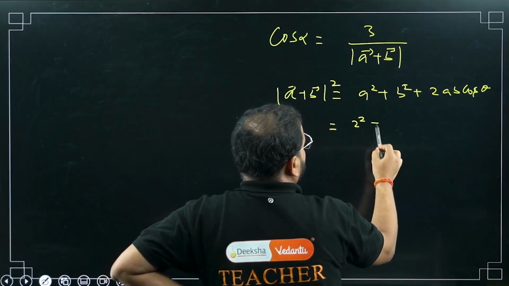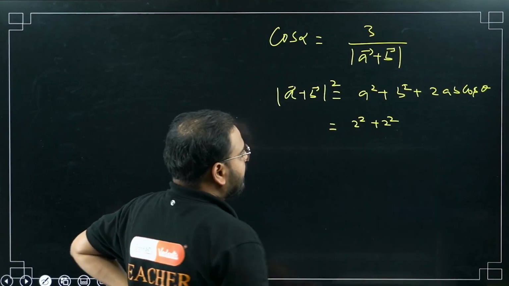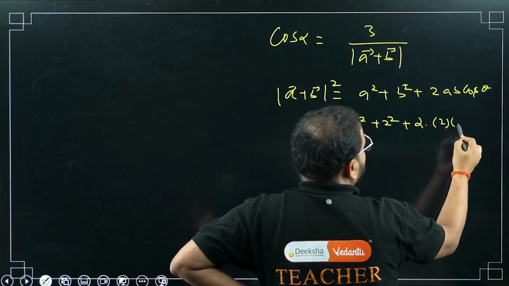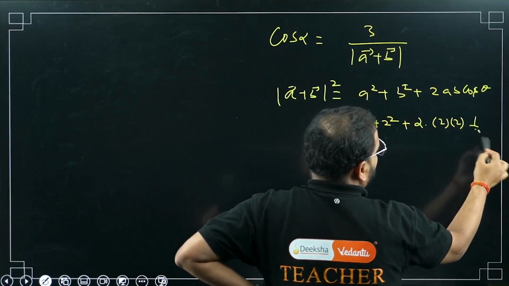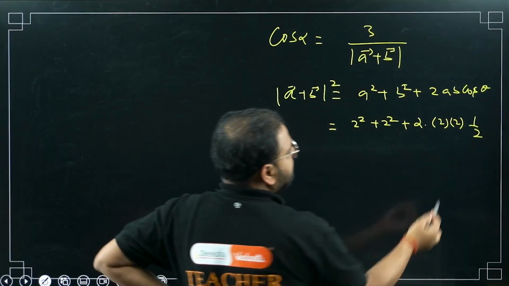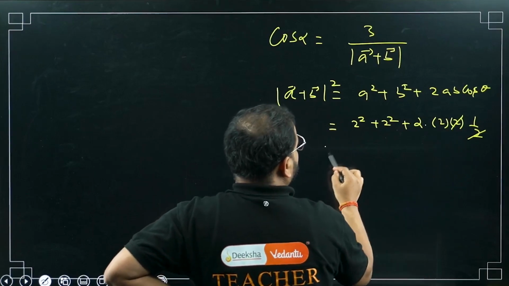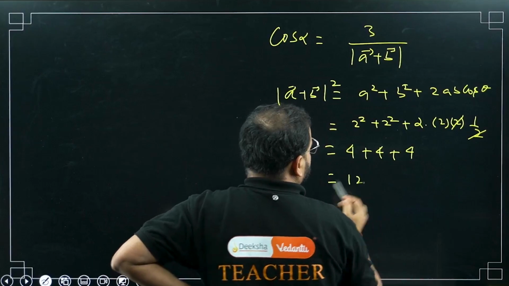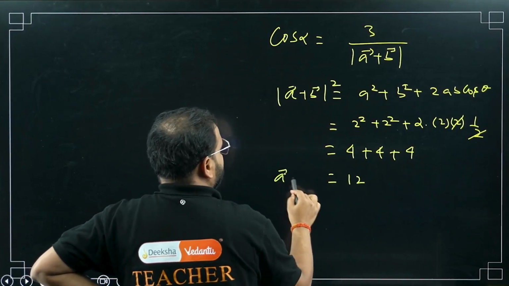2 square plus 2 square, and plus 2 times 2 times 2, and cos 60 is how much? 1 by 2 again. Okay, cancel this. How much is that? 4 plus 4 plus 4 again, so 12. So if this is 12, then what is this going to be?